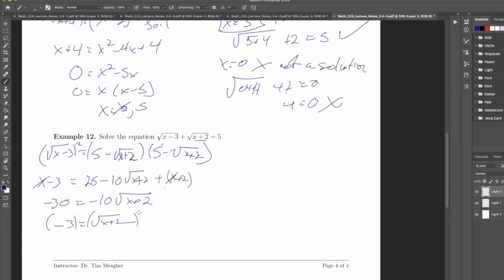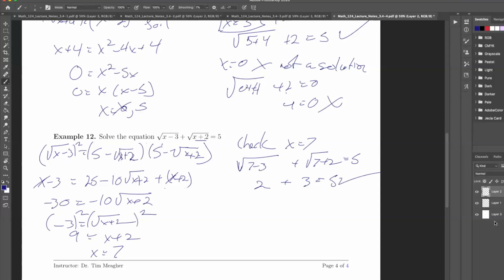And then you square it again. So this gives me 9 equals x plus 2, or x is equal to 7. I only have one answer here, so I'm going to check it. So here, I'm checking x equals 7. So here I have the square root of 7 minus 3 plus the square root of 7 plus 2. Does that equal 5? Well, the square root of 7 minus 3, so this is the square root of 4, so that's 2, plus 7 plus 2 is 9, square root of that is 3. Does that equal 5? Yeah, so this works out.